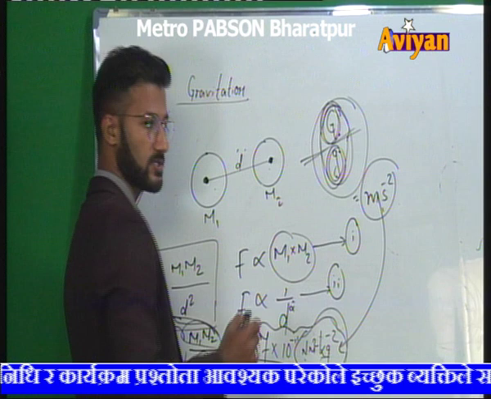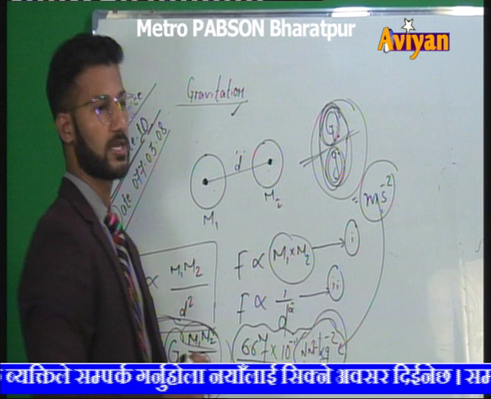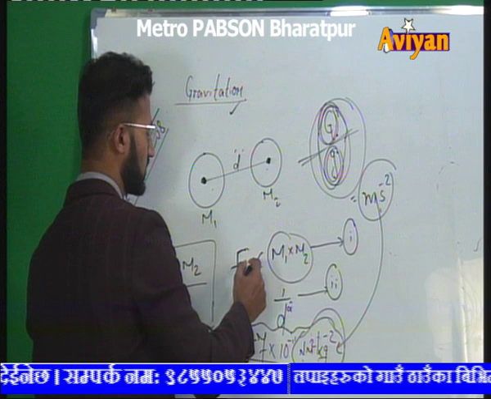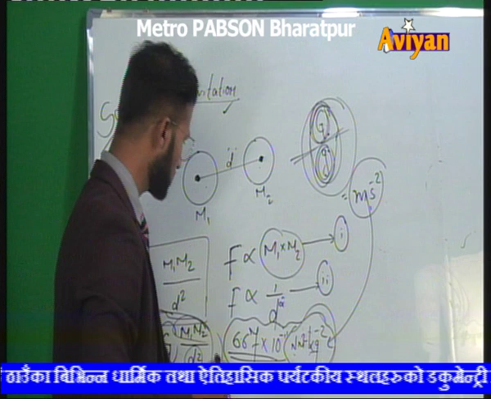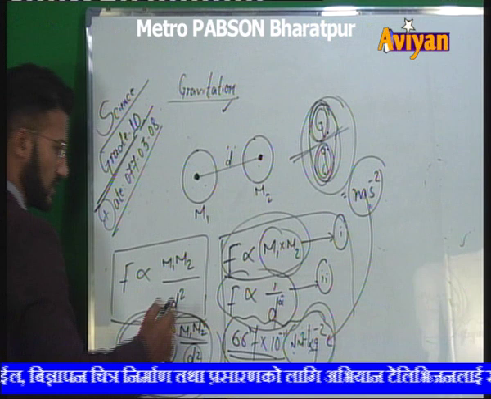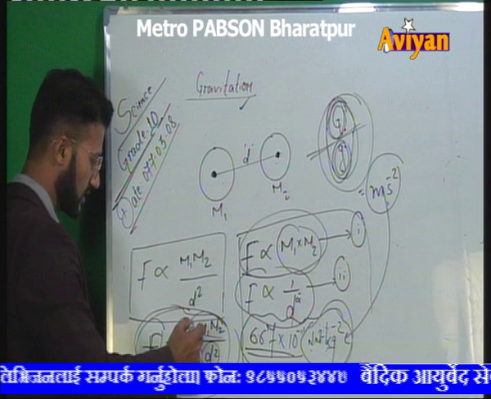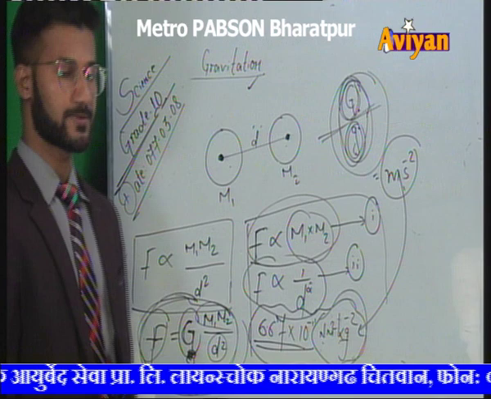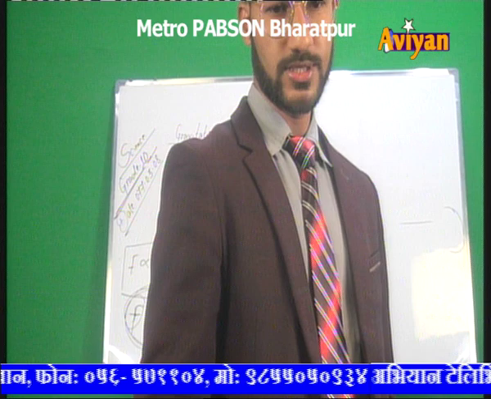Then we went to Newton's universal law of gravitation. That is about how force of gravitation is related to the product of their masses and the distance between their centers. That I have written here: force of gravitation is directly proportional to the product of masses and inversely proportional to the square of distance between their centers. Then we finally derived the expression force equal to capital G, M1, M2 upon d square. This is the final expression derived from Newton's universal law of gravitation. See here, the details on G are there, we'll explain later.